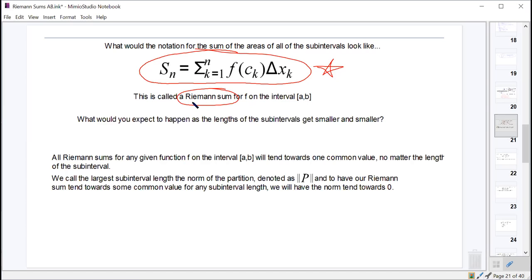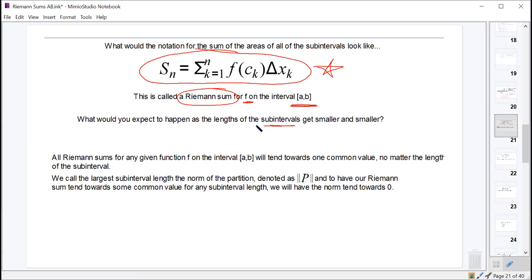And a Riemann sum is just a summation that represents the area underneath some curve. That's all a Riemann sum is. And so this is a Riemann sum for some function f on our interval from a to b. And as we talked about before, if we had the lengths of the subintervals get smaller and smaller, that would mean we would have more and more subintervals. And what would happen to our approximation for the area underneath the curve?